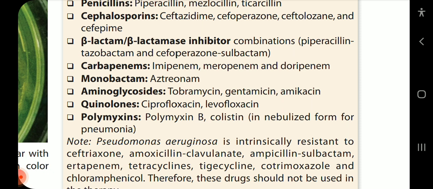Carbapenems: imipenem, meropenem, and doripenem are given. For monobactam, only one, aztreonam, is there. Aminoglycosides: tobramycin, gentamicin, amikacin can be given. In quinolones, ciprofloxacin and levofloxacin can be given, and for polymyxins, polymyxin B and colistin in nebulized form for pneumonia is given.